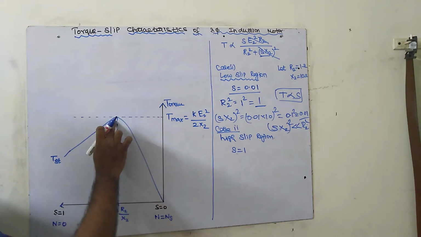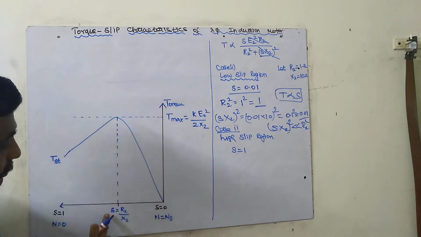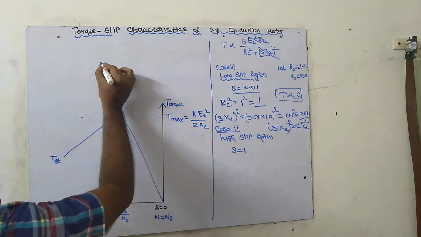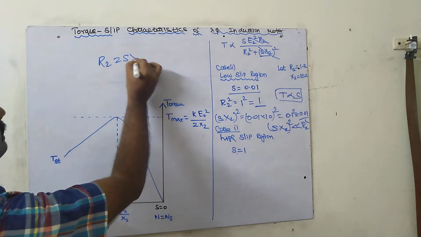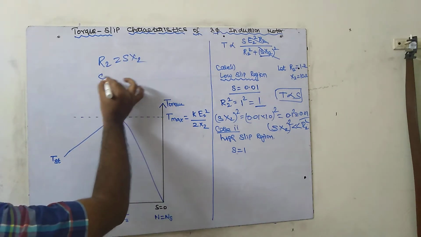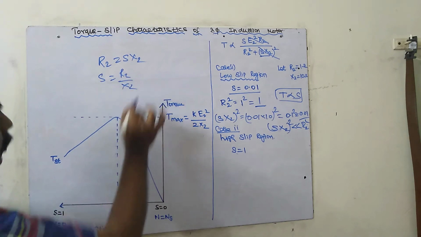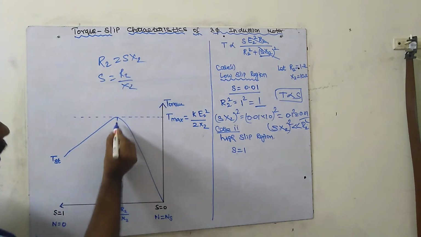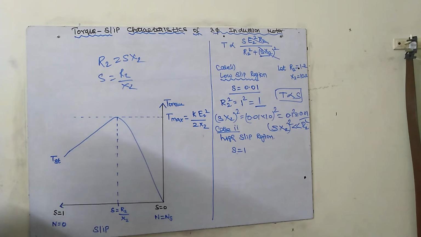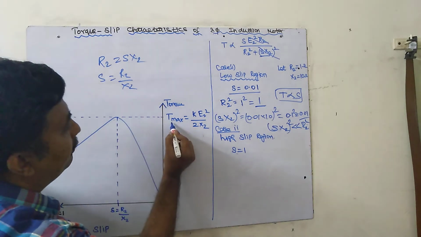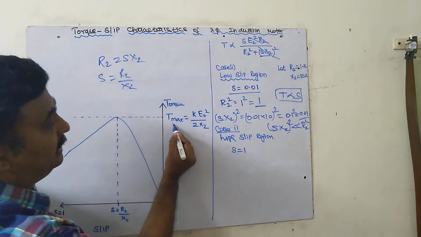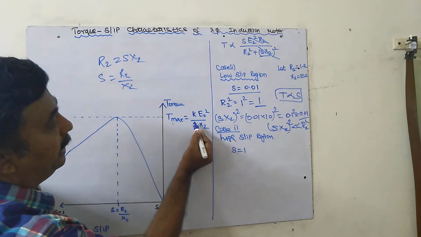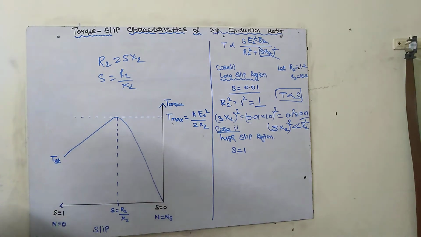So it attains the maximum value. We know the condition for maximum torque: R2 equals S into x2, otherwise S equals R2 divided by x2. When slip equals R2 by x2, at that time it will attain the maximum value. And what is the value of the maximum torque? Already we know: T max equals K into E2 square divided by 2x2.